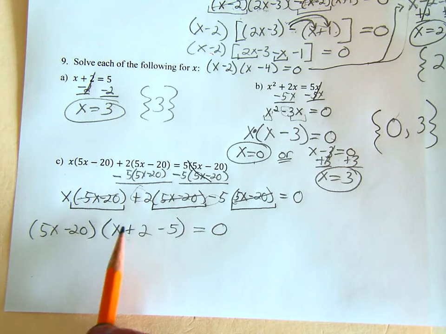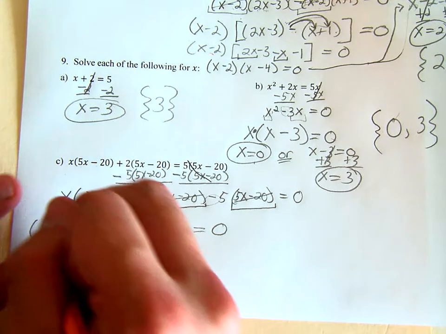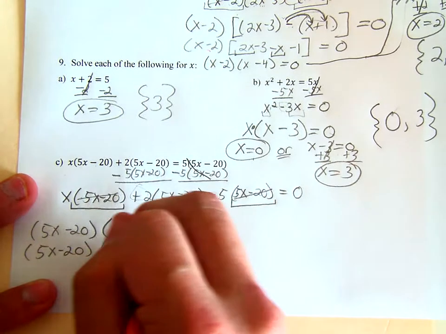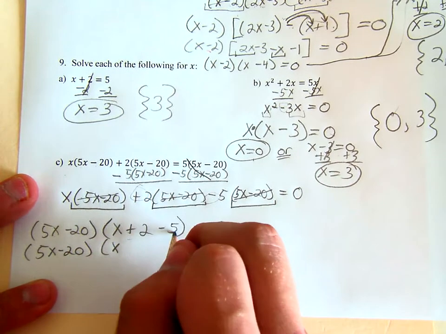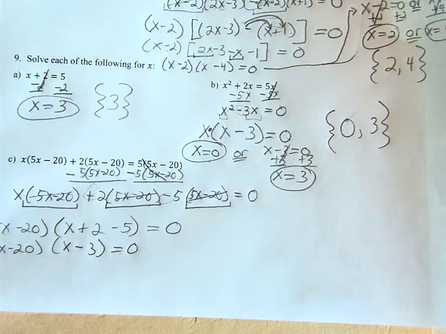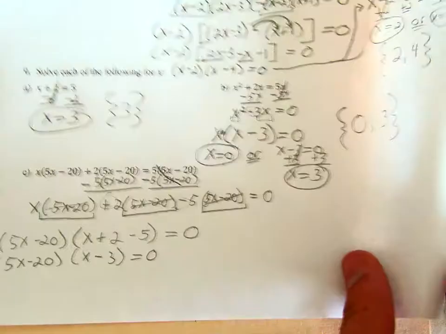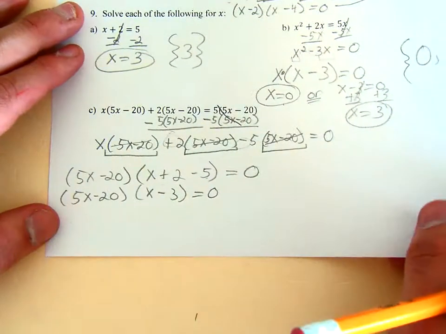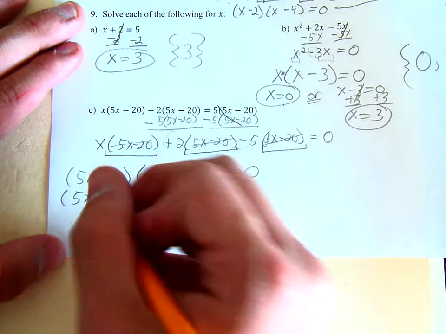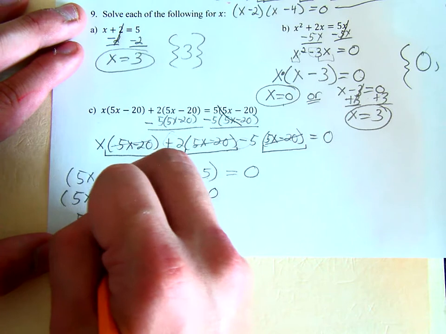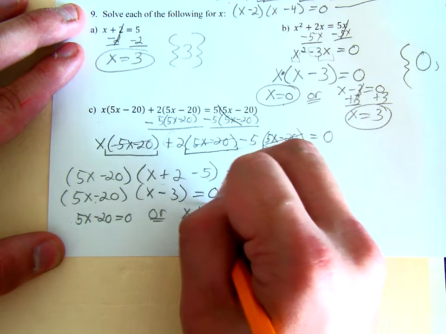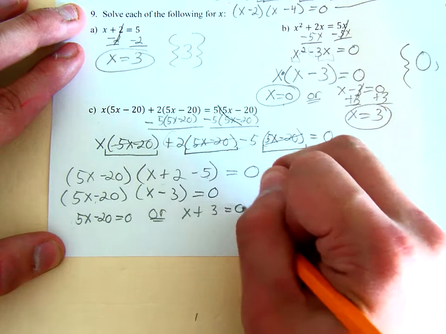Now what we could do in this parentheses is combine like terms. So we're going to have 5x minus 20 times x plus 2 minus 5 is a minus 3 is equal to 0. So now what we're going to have is that 5x minus 20 could equal 0 or x minus 3 could equal 0. So we have 5x minus 20 to equal 0, or we can have x minus 3 is equal to 0.